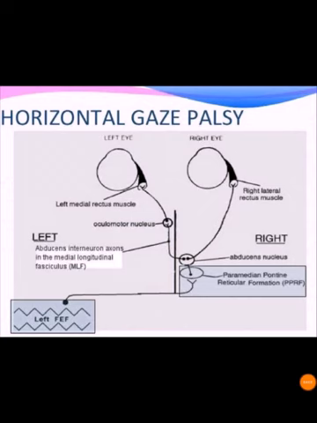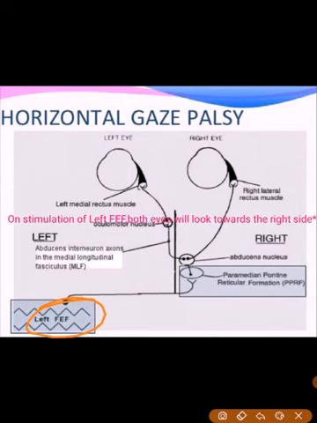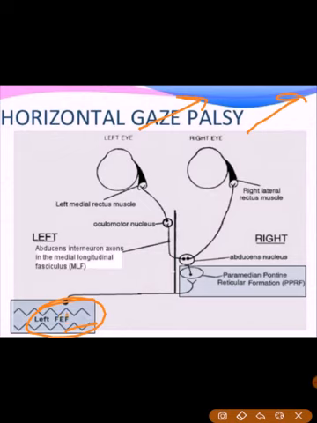So how does this happen? For example, this is the left frontal eye field. The left frontal eye field will send impulses to the right paramedian pontine reticular formation. From here, impulses will travel to the abducens nucleus of the right side. Now, via the abducens nerve, the lateral rectus of the right side will contract, shifting the eyeball to the right, that is more laterally.